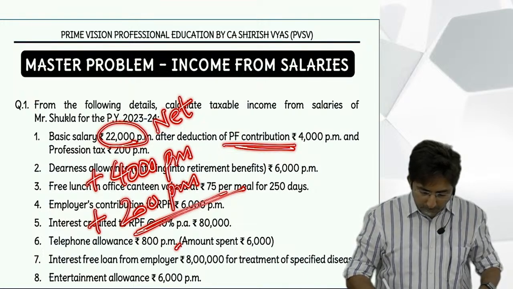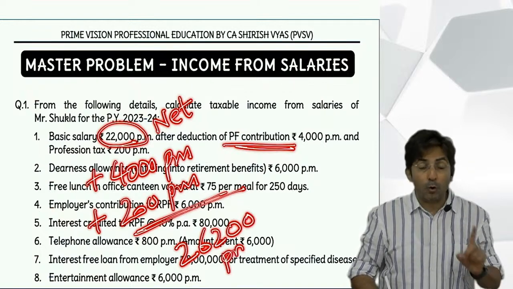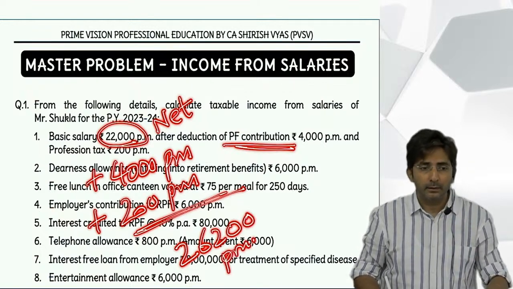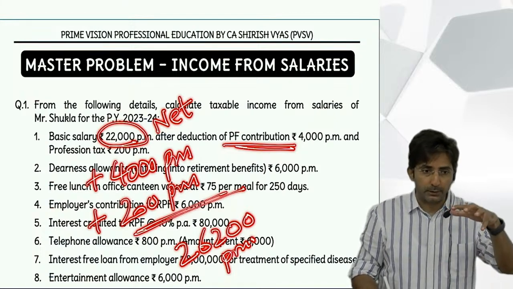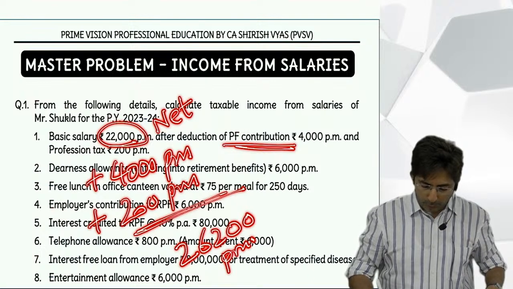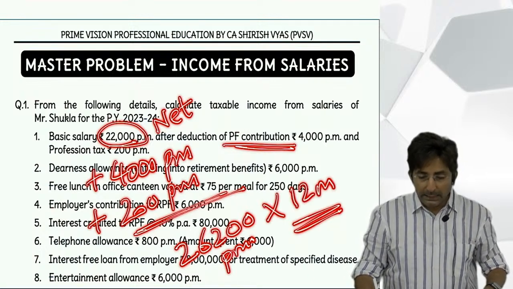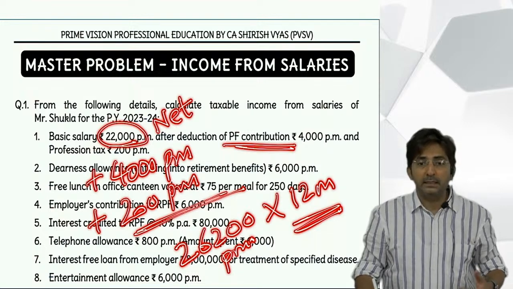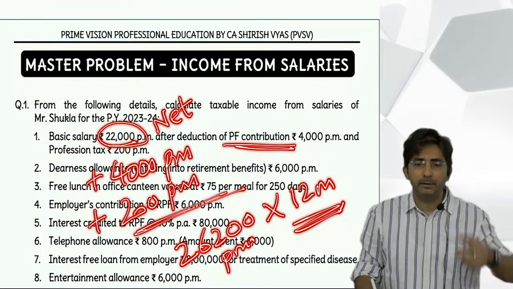22,000 plus 4,000 plus 200 per month, it is how much? 26,200 per month. This is the gross basic salary. What do you call this as gross? Basic salary, but gross figure. Multiply by 12. 3,14,400. That is the gross amount. This amount you will write in the statement.